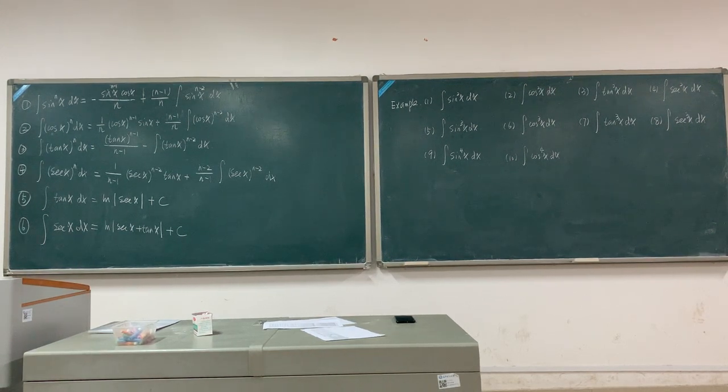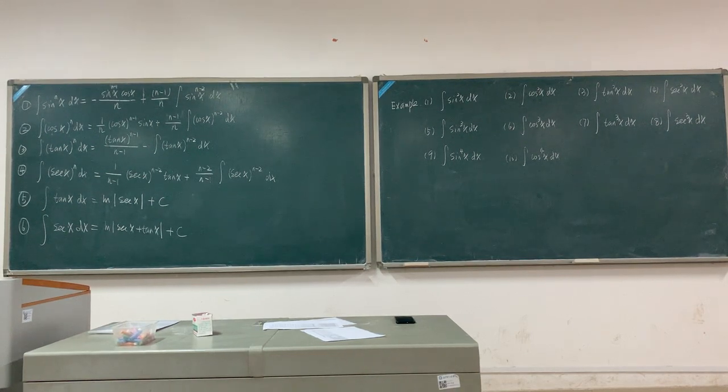Here we have the integral sign. Here it is 2 minus 2 power, so it should be cosine x to the 0 power, not cosine x. So the answer is right.